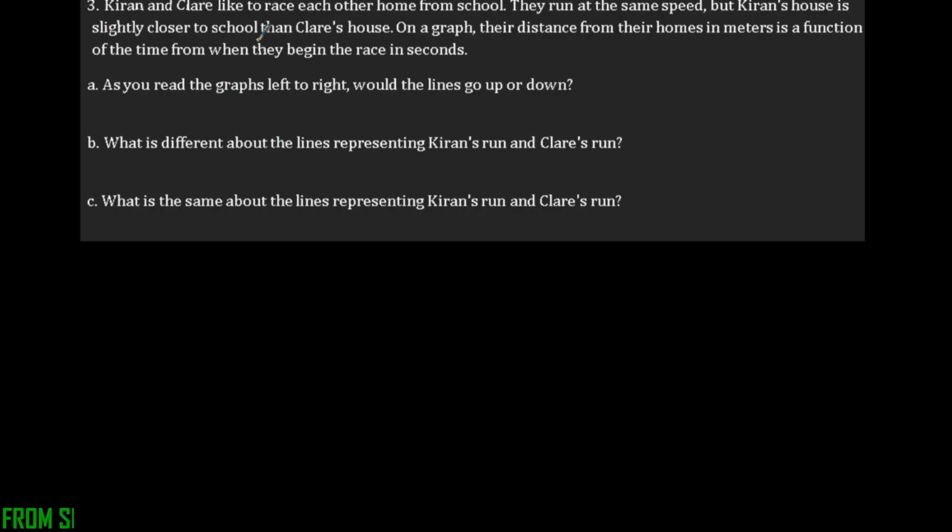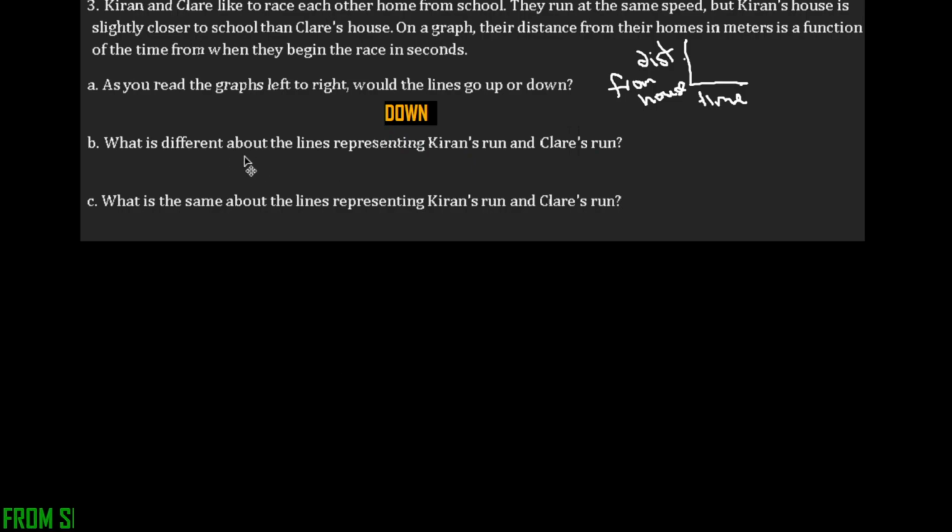So some things I can draw out: I have my x and y axis, where this is going to be time, and this is going to be distance from house. That's going to be your y-axis. And it says as you read the graph from left to right, will the lines be going up or going down? Well, as we move from left to right, our time is increasing. However, our distance from home is going down. So we're going to say down for that first one.